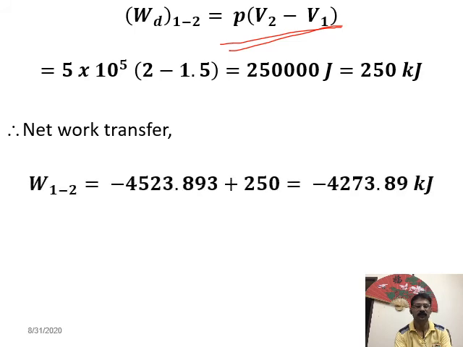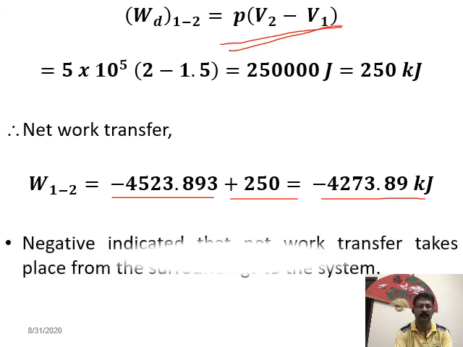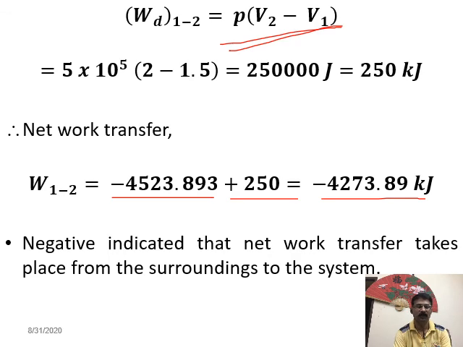So the net work transfer W1-2 is minus 4523.893 plus 250, which is minus 4273.89 kilojoules. So the net work is again negative. That means that a quantity of work is done on the system by the surroundings. So that means work transfer takes place from the surroundings to the system.